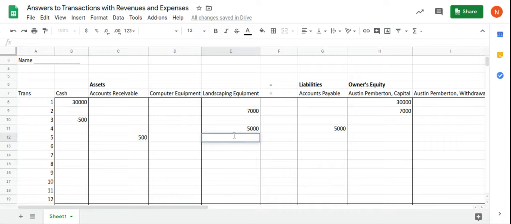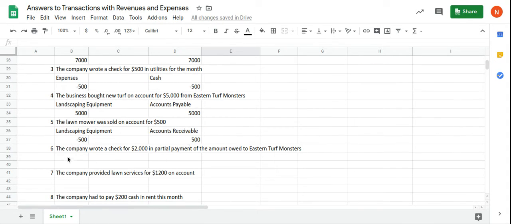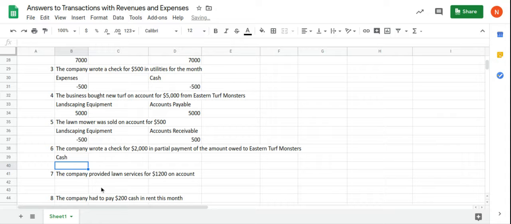So we're going to put negative 500 in the landscaping equipment because we lost lawnmowers. Number 6, the company wrote a check for $2,000 in partial payment of the amount owed to Eastern Turf Monsters. So if we wrote a check, that's going to be negative cash. So that's going to be negative 2,000.